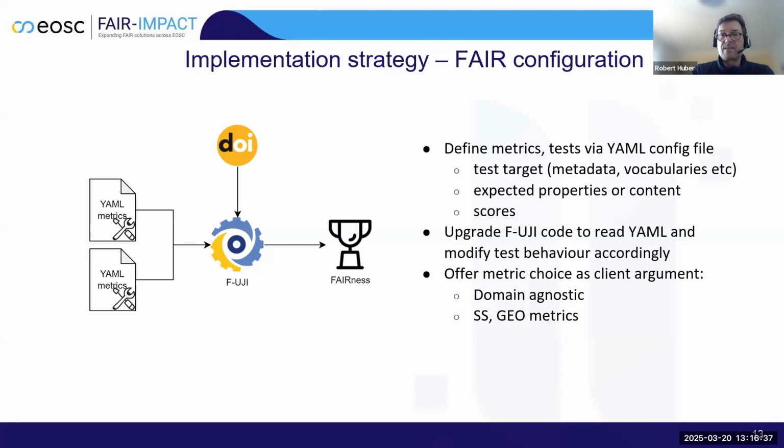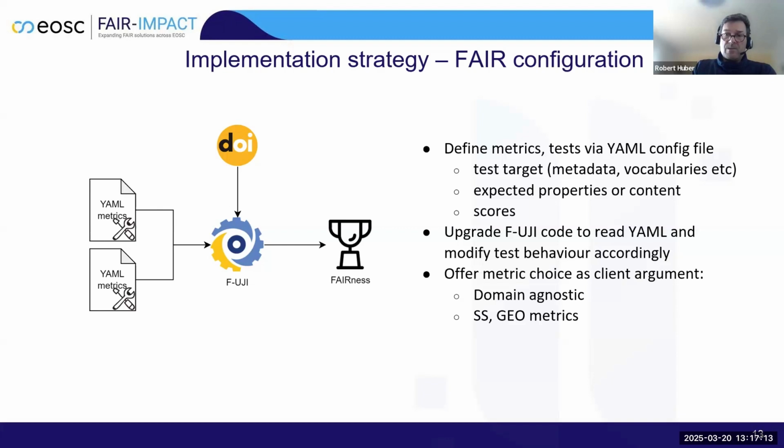For example, the target against which the test has been run and the expected or required properties or content, as well as the score which has to be reached. So this was then all defined in a YAML file, and the F-UJI code was upgraded and improved to be able to read and interpret this information and to modify the test behavior according to this specification.